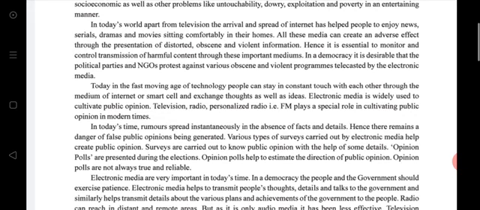So in a democracy, it is desirable that political parties and NGOs protest against various objectionable programs telecast by the electronic media. Mostly advertisements are fake, which are presented as one thing and actually affect differently. So an adverse effect can be made on the public.